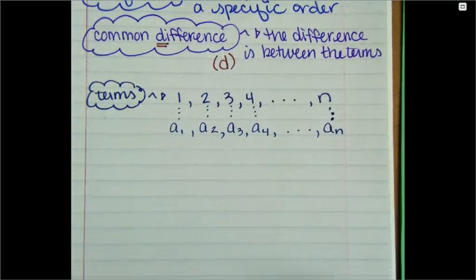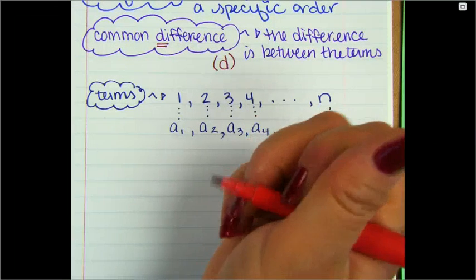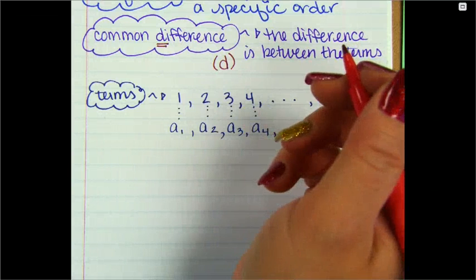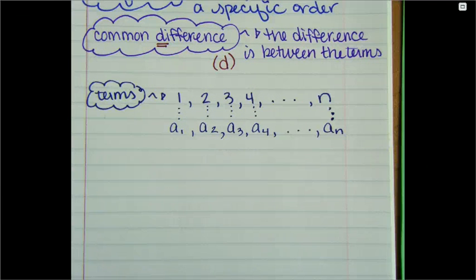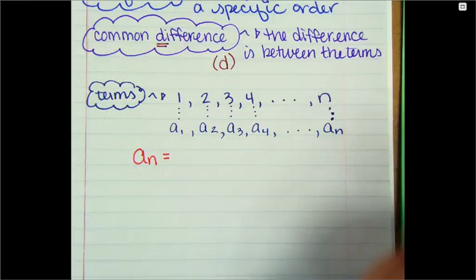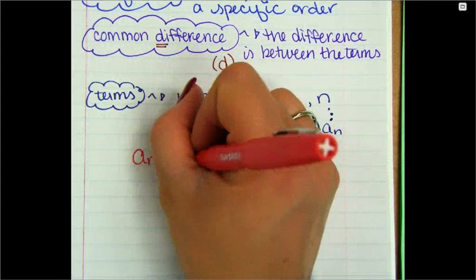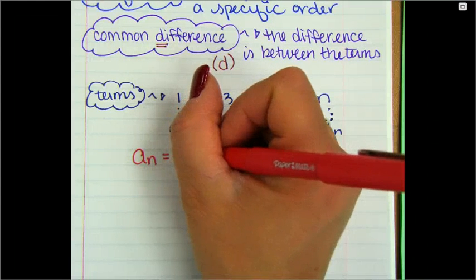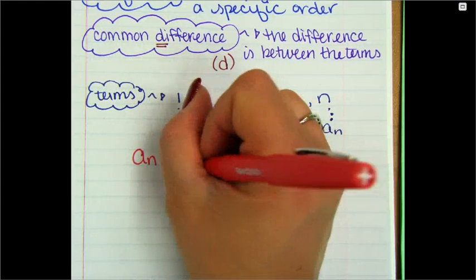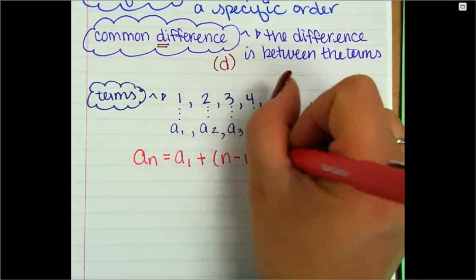So when we find the nth term, we're just finding the what? The rule. Let's write the rule for a sub n for a generic common difference. It's a sub 1 plus n minus 1 times d.